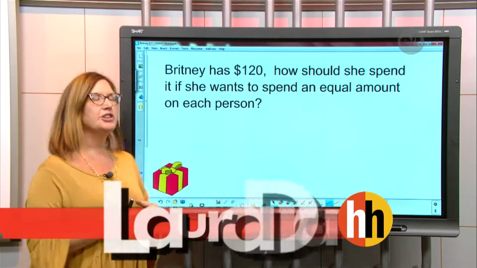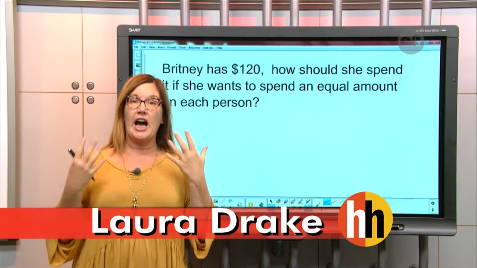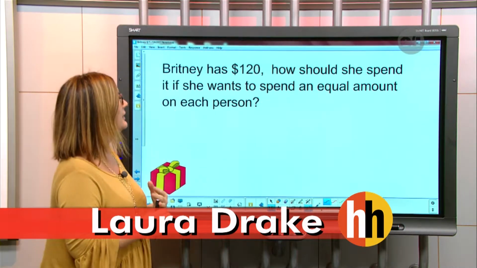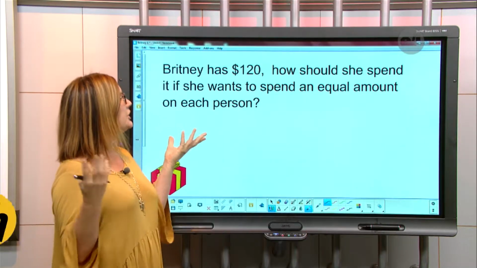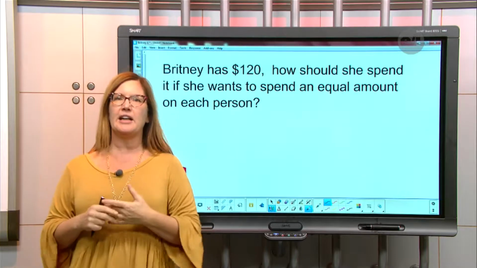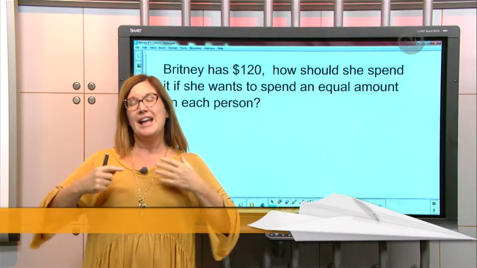So she's got the $120, and before she makes her decisions, she wonders, how am I going to figure out how much to spend on each person? At first she says, I have $120. How should she spend it if she wants to spend an equal amount on each person? So everybody's going to get the same amount. I've got $120.